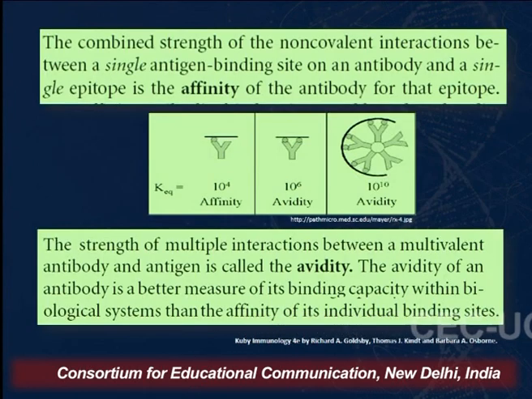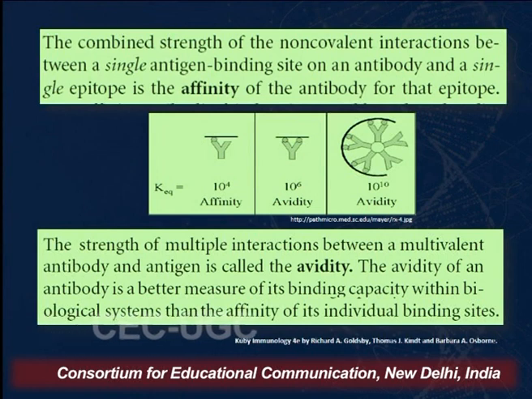Now the combined strength of the non-covalent interaction between a single antigen binding site, or the epitope, on an antibody and a single epitope is called the affinity. So we can see over here, when a single antigen binding site of an antibody and a single antigen bind, it is called the affinity.